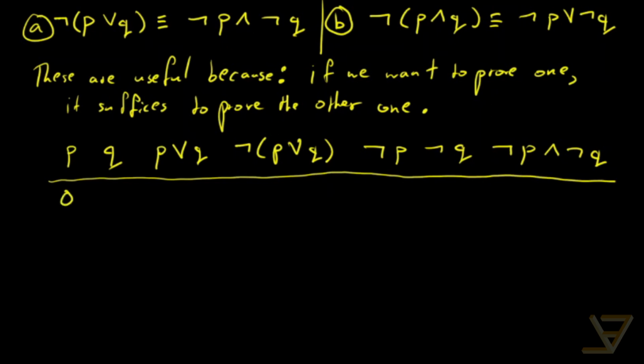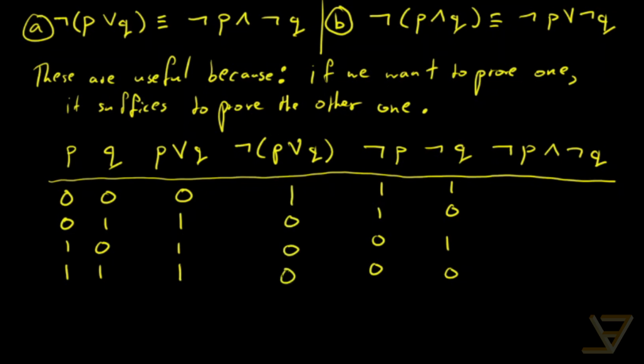So we've got a whole bunch of columns over here, but there's only going to be 4 rows corresponding to 0, 0, 0, 1, 1, 0, 1, 1. We can write out the negation columns for not P and not Q now, which are 1, 1, 0, 0. We're just flipping all the P's. And now we flip the Q's to get 1, 0, 1, 0. Now we go back to P or Q to get 0, 1, 1, 1. And now we flip all these to get 1, 0, 0, 0.